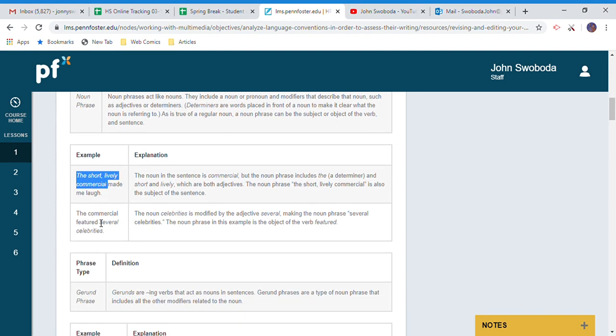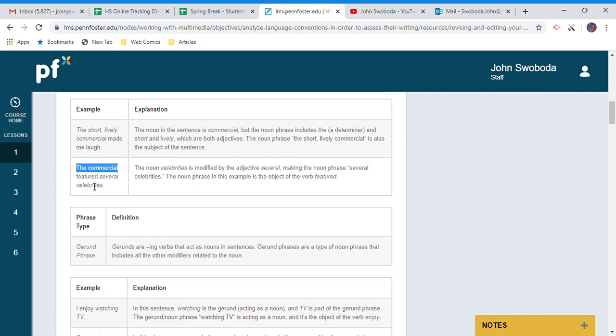The commercial featured several celebrities. Celebrities is a noun, and several is a word describing celebrities. The commercial is also a phrase. We're not concentrating on it, but it's got an article in front of it. It's got the.